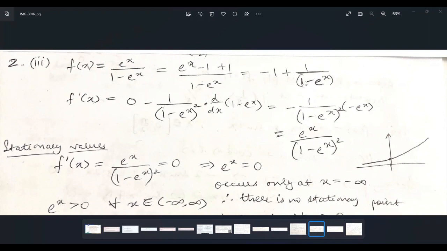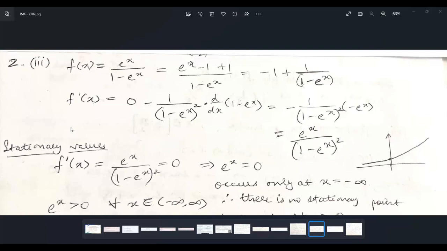Then we differentiate what is in the denominator. So d by dx of 1 minus e^x. What I get is minus 1 by (1 minus e^x) the whole square, and the numerator is minus e to the power of x. So finally what we have is e to the power of x by (1 minus e^x) the whole square.